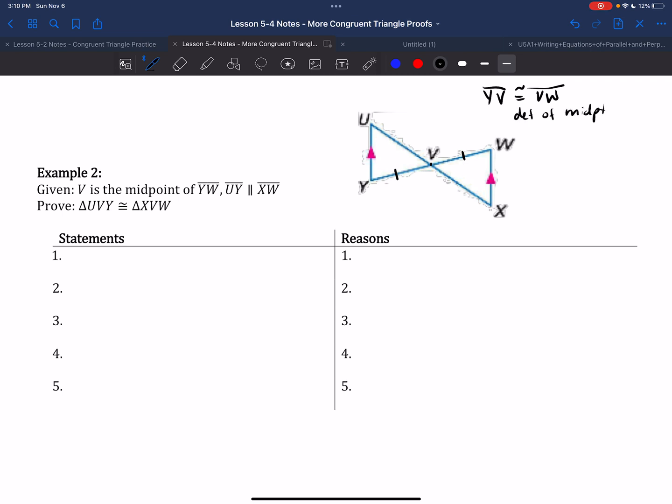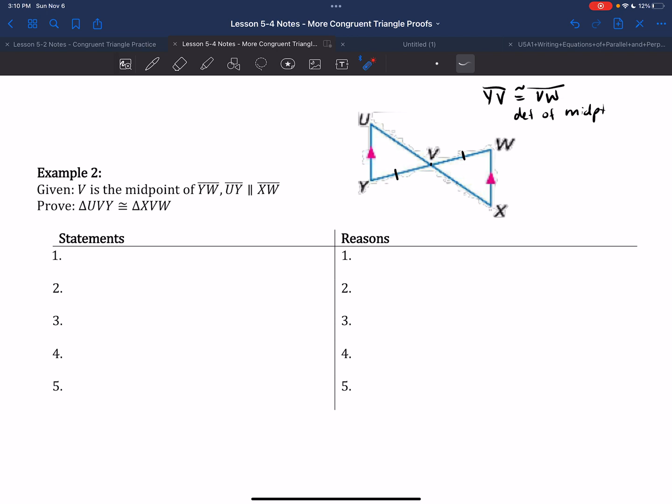Now, yes, there's a point V, but in our given, it doesn't say that V is the midpoint of UX. So we cannot assume that V is the middle point, and we cannot just put tick marks there. That's not going to happen because it's not stated in our given.